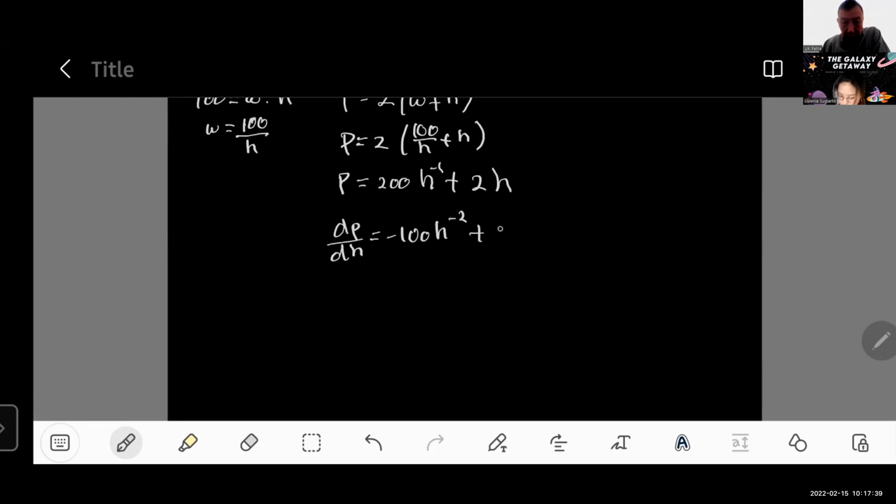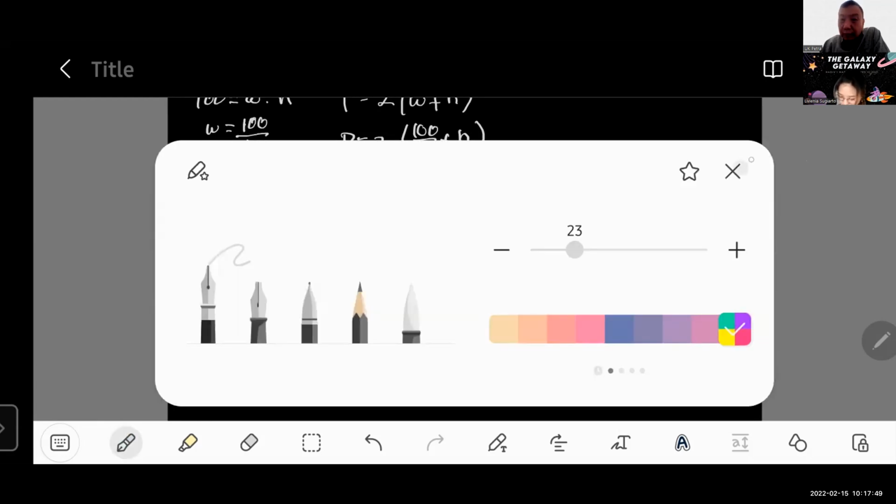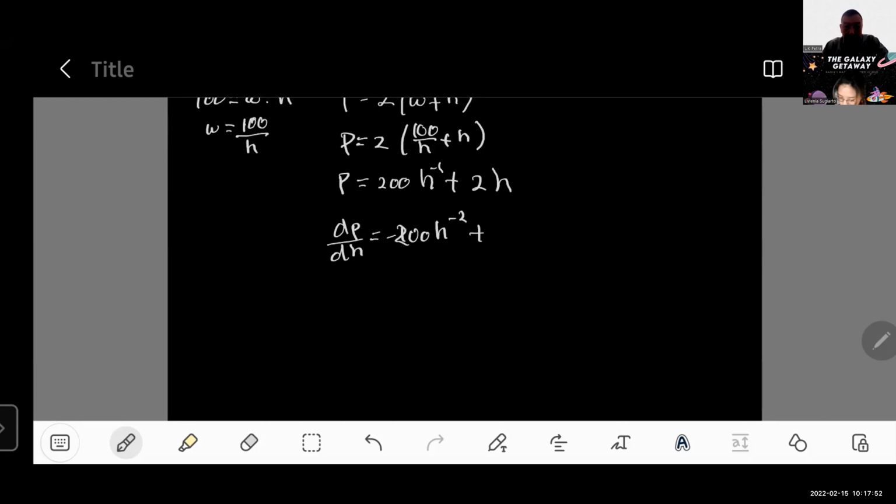And then this one, why become 100? Oh yeah. There. So it's 200. And this one is the derivative. The derivative should go down to 2. Very good. Then that's equal to 0.